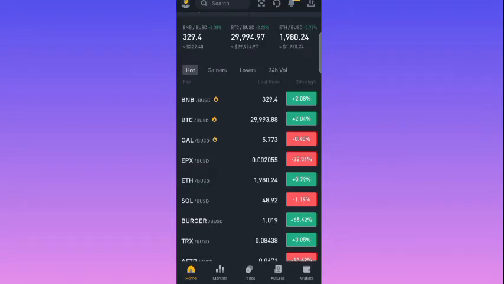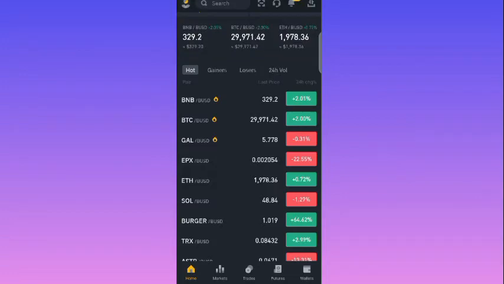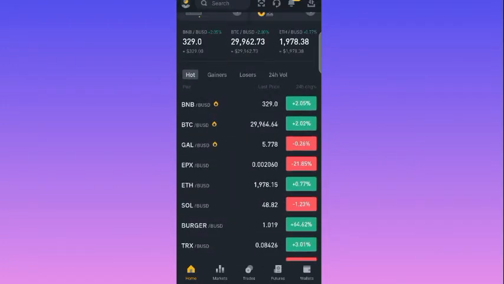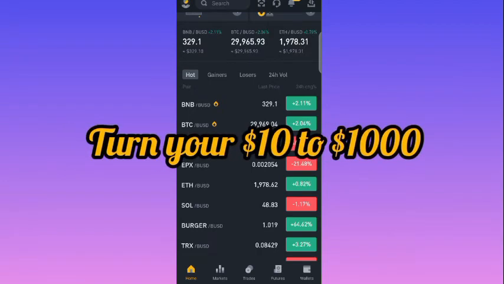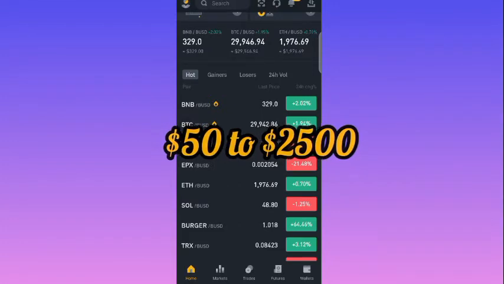Futures trading allows you to predict the future value of a cryptocurrency. Here, traders can go long to wager on a price in advance, or go short to anticipate a price drop. Now, on this platform, I want to let you guys know that you can turn your $10 to $1,000. You can turn your $50 to $2,500 and thereabout.